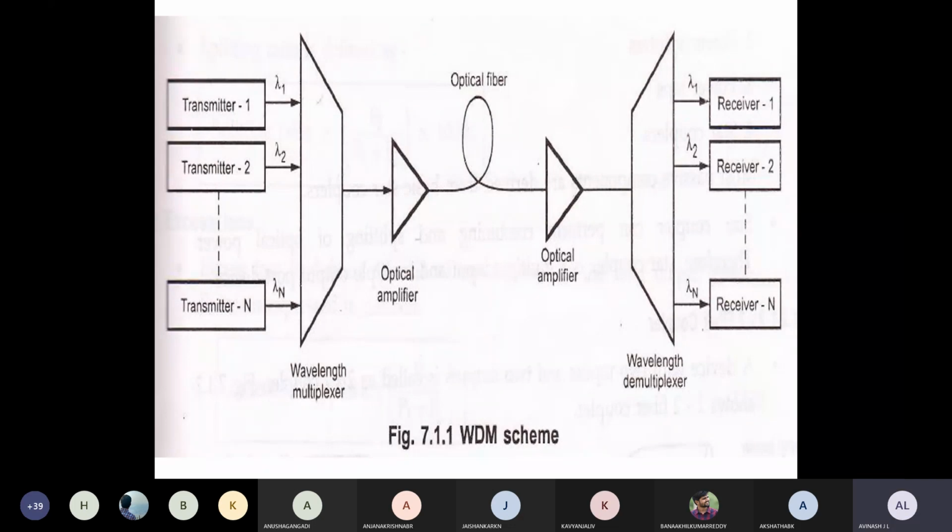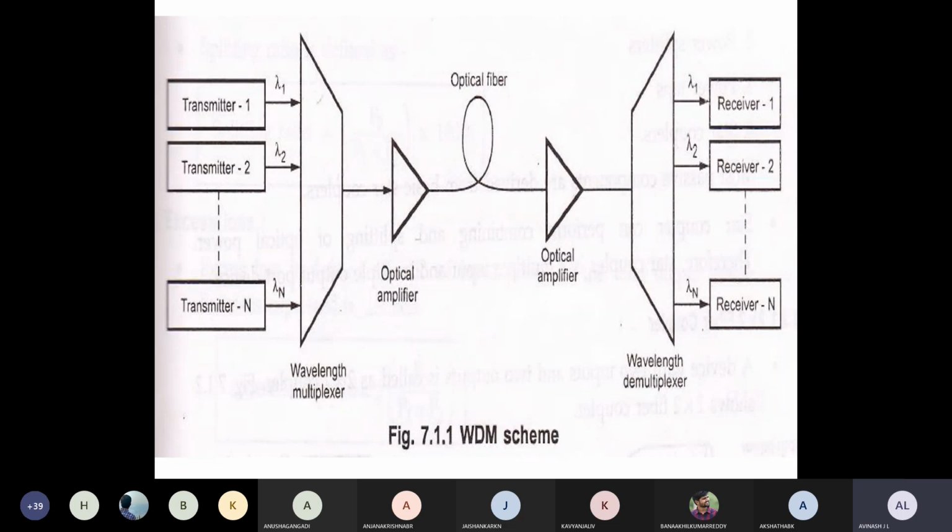So in this particular diagram, you can see that here on the left hand side, the starting point is the wavelength multiplexer. There are n number of transmitters, transmitter 1, transmitter 2, up to transmitter n, that we have taken into consideration. Each transmitter will be emitting the signal in a different wavelength. Transmitter 1 will be emitting the signal at lambda 1, transmitter 2 at lambda 2, and similarly up to lambda n.